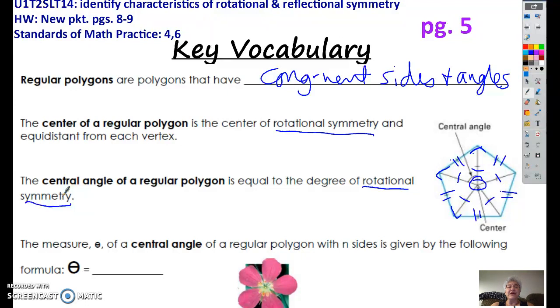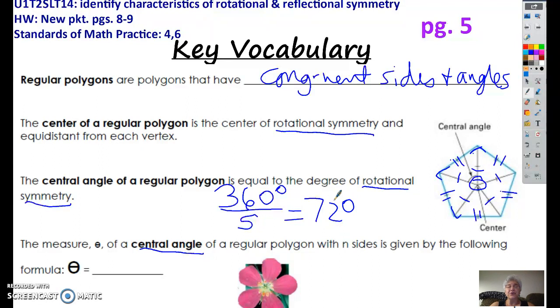If I'm going to get the measure of that central angle, what I'm going to do is take all the degrees in my polygon, and I'm going to divide it by the number of sides. So if I go all the way around clockwise or counterclockwise on any polygon, that's 360 degrees to make a full circle. In this case, I have 5 sides. So the central angle is 72 degrees.